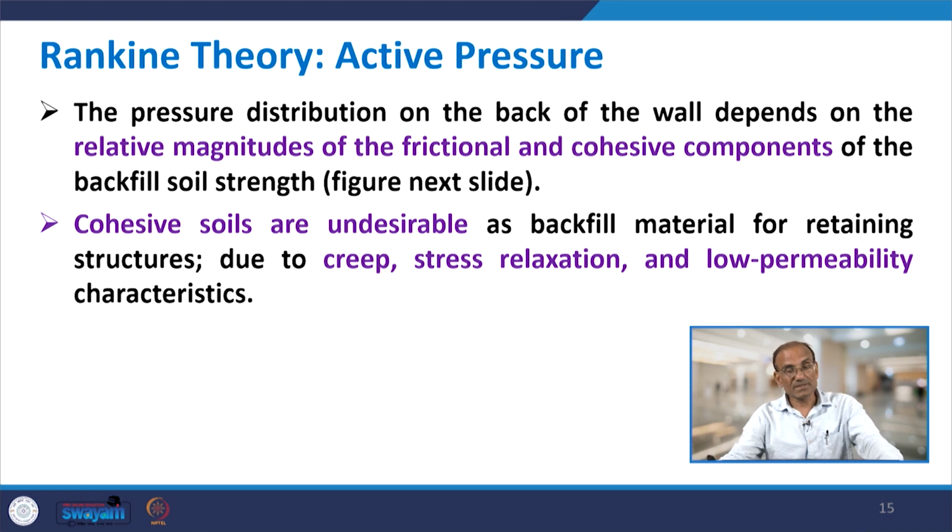Continuing with the active pressure. The pressure distribution on the back of the wall depends on the relative magnitude of the frictional and cohesive components of the backfill strength, which we will discuss in detail. Cohesive soils are undesirable. Why? As a backfill for retaining structures, due to creep, stress relaxation and low permeability characteristics. However, sometimes you may not have a choice, because you may have natural material which may be cohesive. It is not desirable as a backfill material because of creep, stress relaxation and low permeability.